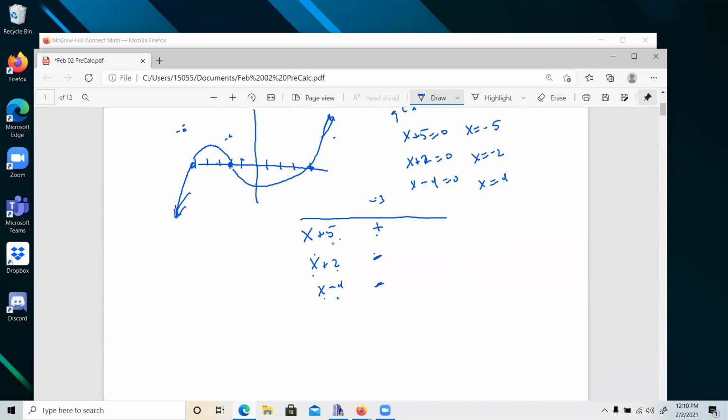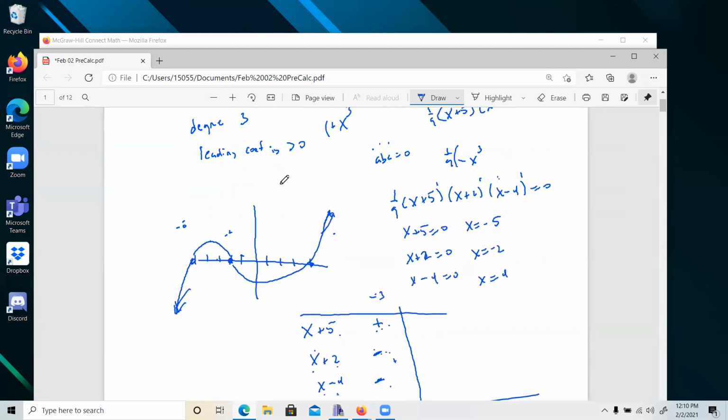Now, what we're going to do with these numbers is multiply them together. If I multiply two negatives together, we get a positive, and I multiply that positive and still get a positive. So when x is -3, I know the whole function is above the x-axis because we end up with a positive.